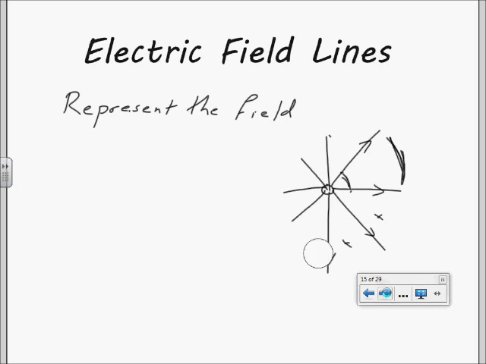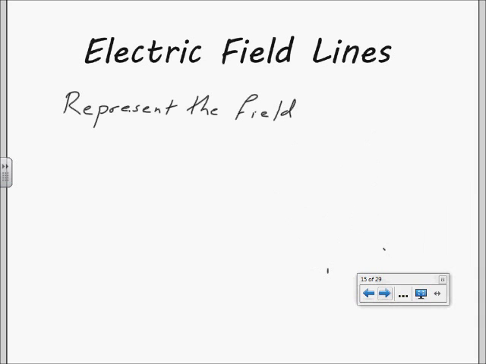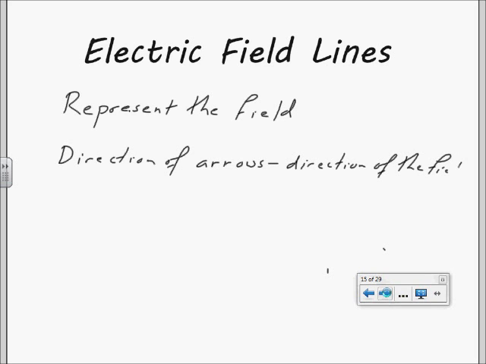So when we say it represents the field, the direction of arrows gives the direction of the field. And the relative spacing of the arrows, or spacing of lines, gives the relative strength of the field.